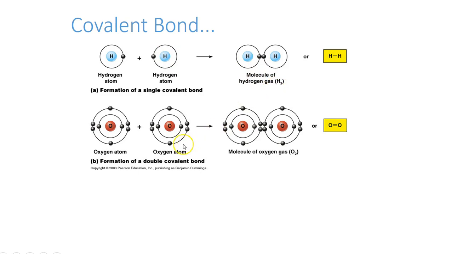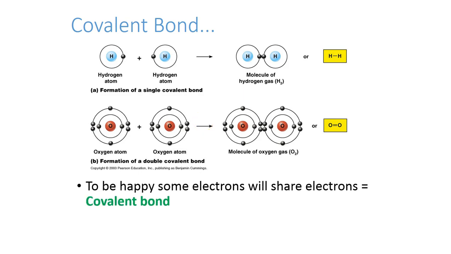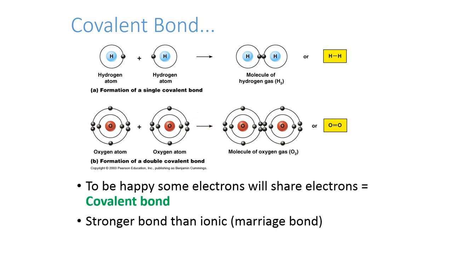Same thing with oxygen. They're not happy as individual atoms, but when they share two sets of electrons, then they are happy. And that is a covalent bond, is when they share electrons. It is a stronger bond than ionic bond, so it cannot easily be broken, so I call it the marriage bond. Not that a marriage bond can't be broken, because we know people get divorced, but it is a much stronger bond than an ionic bond.